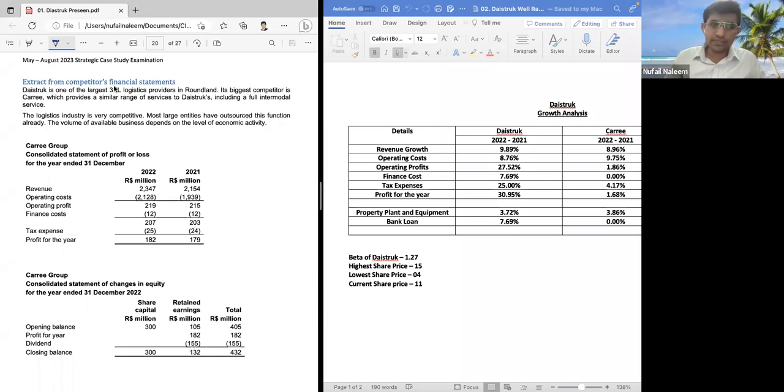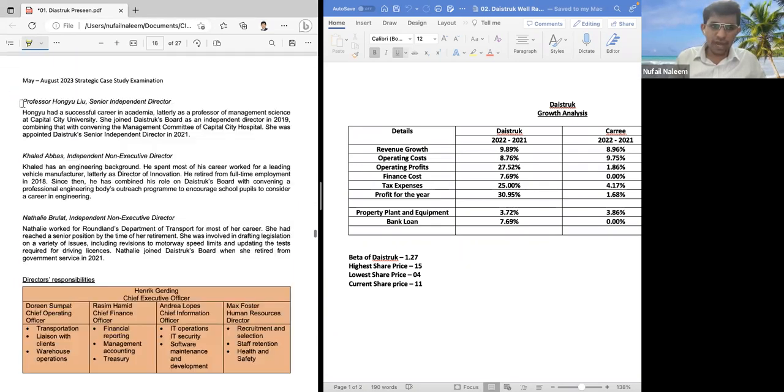Now, Daistruk is one of the largest 3PL logistic providers in Roundline. Students, understand it very well that we already know its biggest competitor is Carry. The biggest competitor is Carry, which provides a similar range of services to Daistruk, including a full intermodal service. Students, can someone tell me what this term full intermodal service means? I don't think we do have a full intermodal. We have an intermodal service.